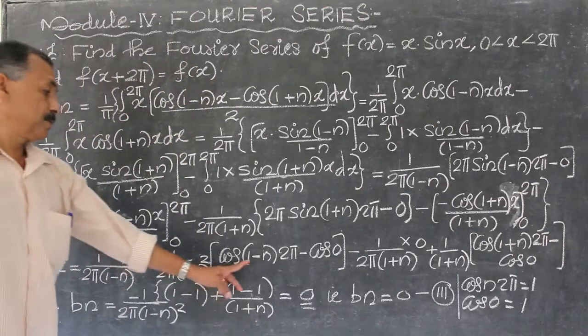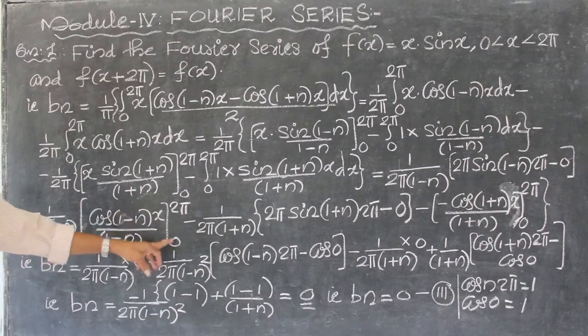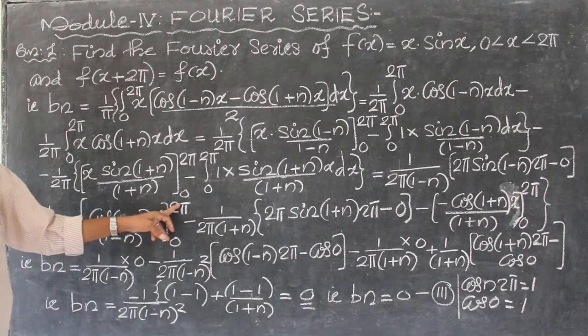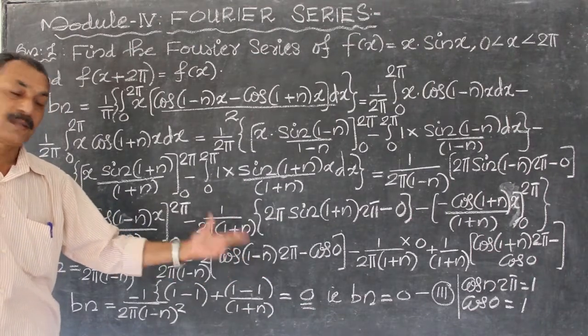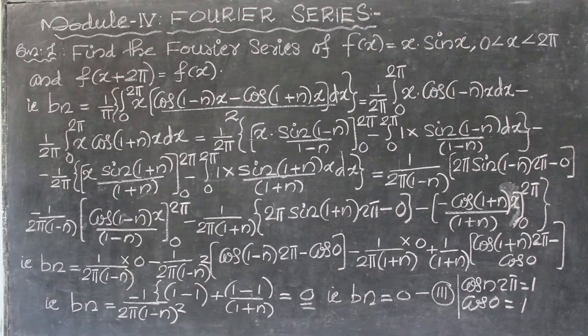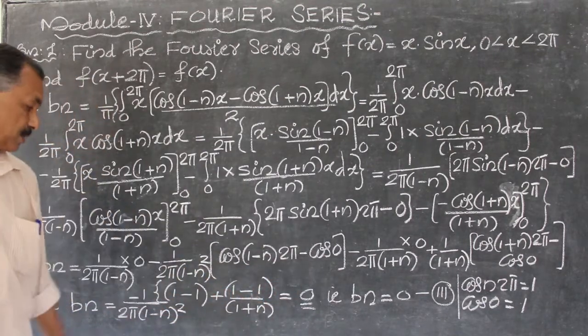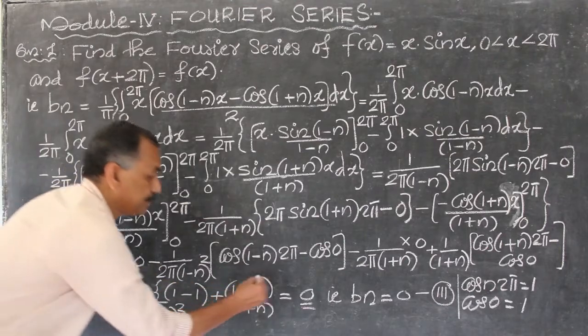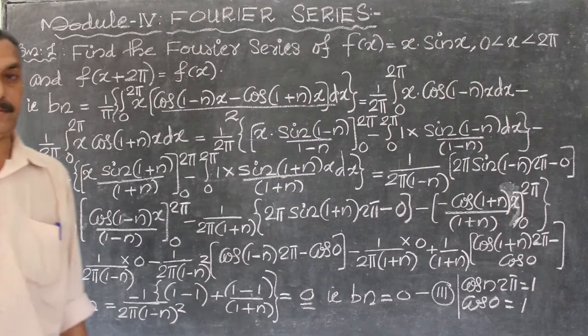Similarly, in the second term, when we integrate and apply the upper and lower limits, cos (1 minus n) into 2 pi means it's a multiple of 2 pi, so that is 1. And cos 0 is also 1. So the value of this term is 1 minus 1, and the second term's value is 1 minus 1, that is 0. The total value of Bn is 0.